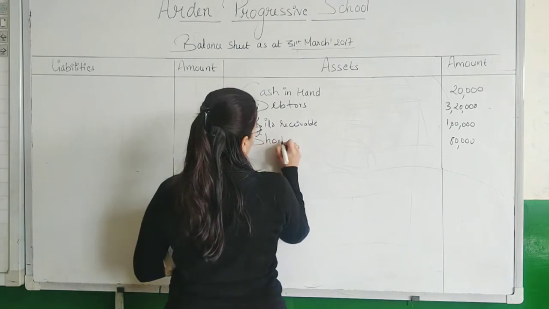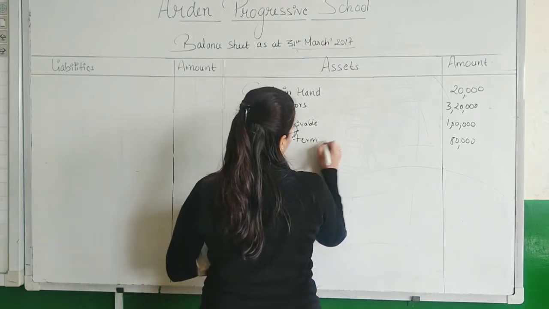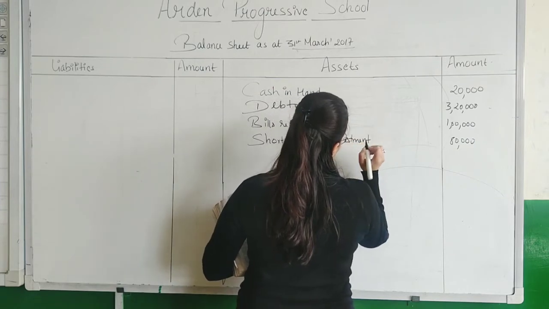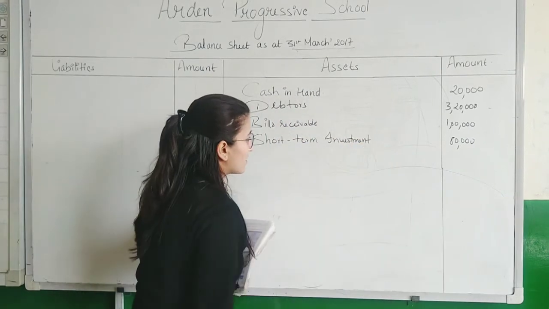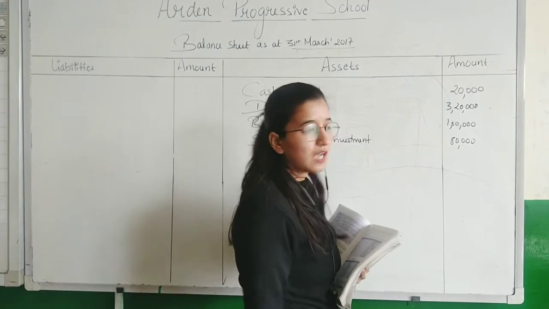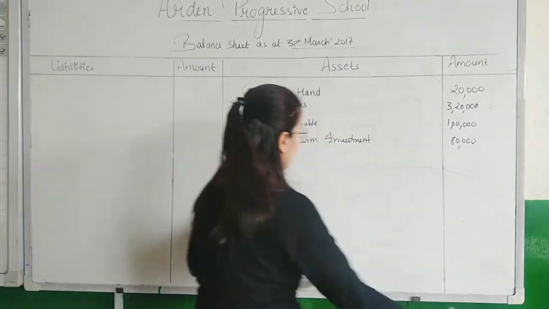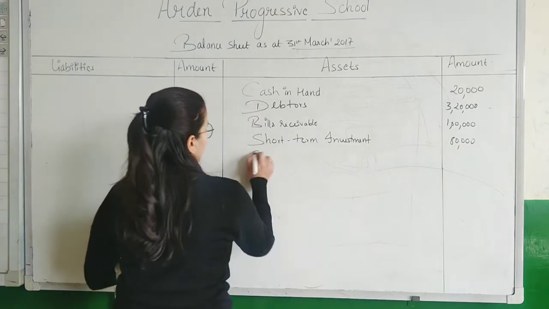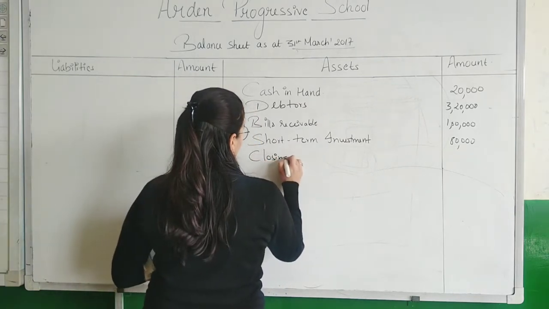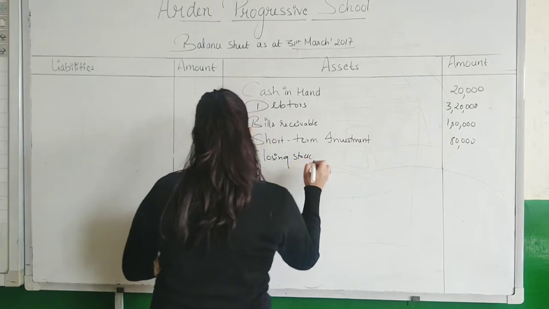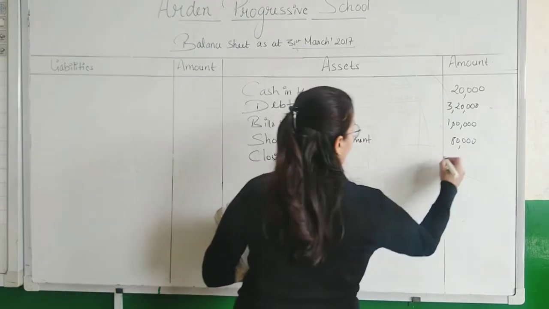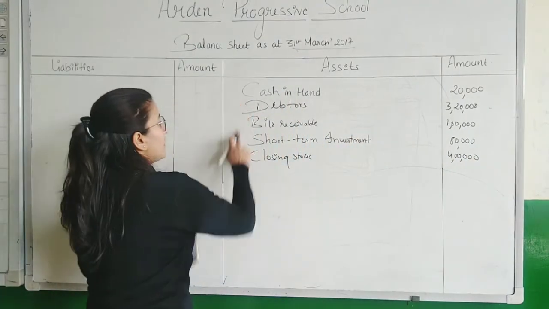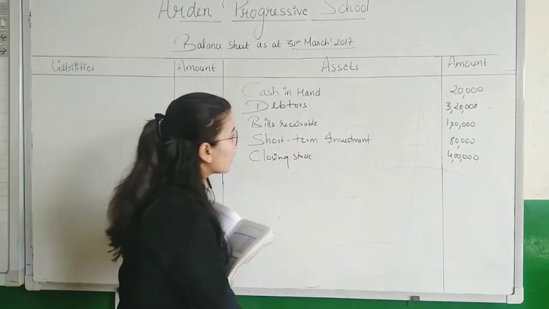Then comes short-term investment. Short-term investment is amounted to rupees 80,000. Short-term investment is considered an asset because it can be converted into cash within 4 to 5 months. Next is closing stock. Closing stock is amounted to rupees 4 lakh. So these were the items which were highly liquid.